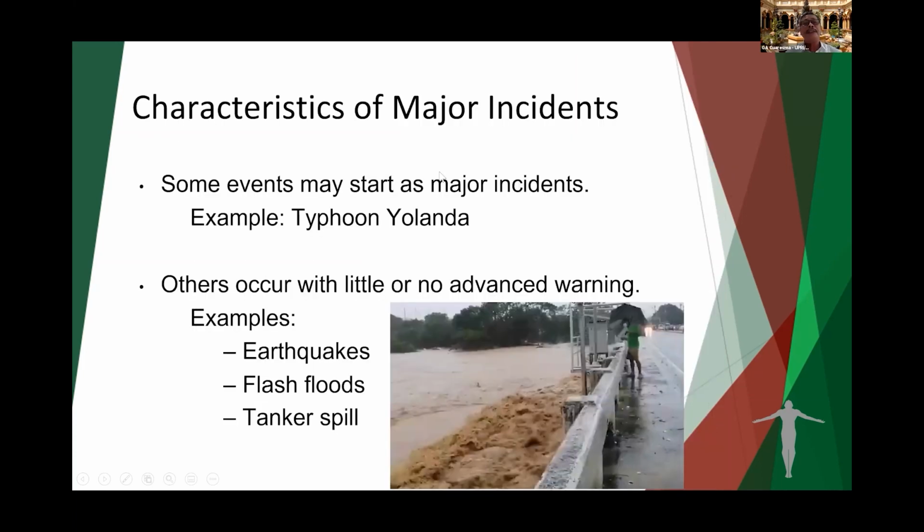Now, the characteristics of major incidents are as follows. Some events may start as a major incident. So for example, Typhoon Yolanda was a Category 5 typhoon that resulted in massive destruction of properties and loss of lives. Now, other major incidents occur with little or no advance warning. So for example, earthquakes or flash floods or even tanker spills.